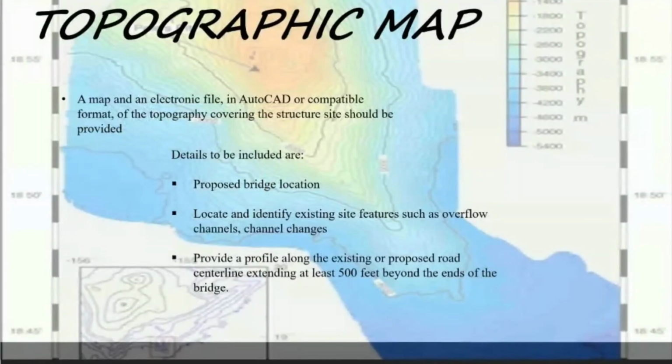Next, we are going to see the topographic map. That map can be filed as an electronic file in AutoCAD. A computable format for topography covering the structure site should be provided, and the details should be included in this map, such as the proposed bridge location. Identify the existing site features such as overflow channels and channel changes, and provide a profile along the existing and proposed centerline, extending at least 500 feet beyond the end of the bridge.